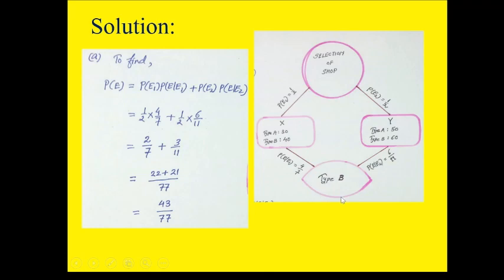First and foremost, to answer the first part of the question, we have to find the value of P(E), that is, what is the probability that the tin of ghee is of type B. If we look at the diagram, we have to reach type B, and we have two options, either you come this way or you come this way. That means you have to multiply these two, plus this into this. This is the total probability, and after using the values we get the answer as 43 by 77.